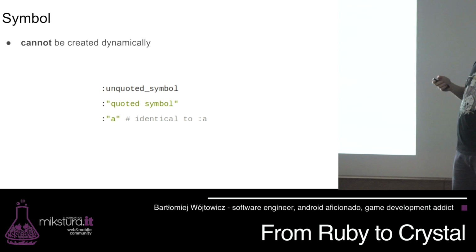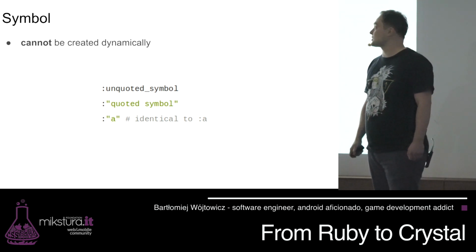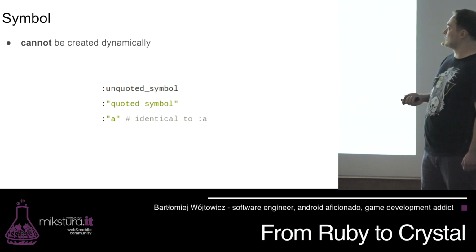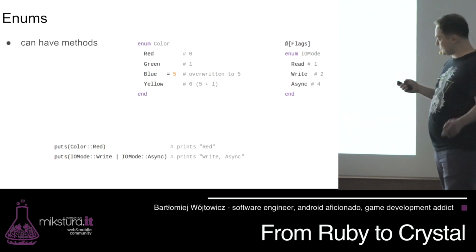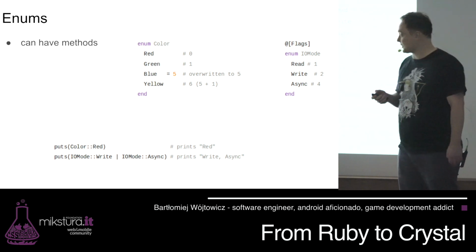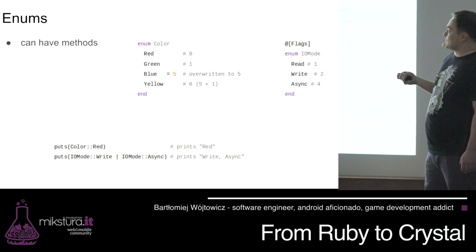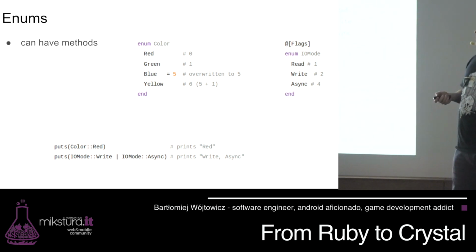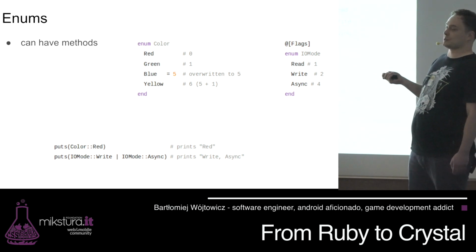Okay, symbols. This is actually less flexible in Crystal because they need to be defined at compile time, so you cannot create them dynamically. But you don't have to use them because you've got native support for enums. And in contrast to symbols, they will be checked for errors. So it's the preferred way to use enums over symbols.